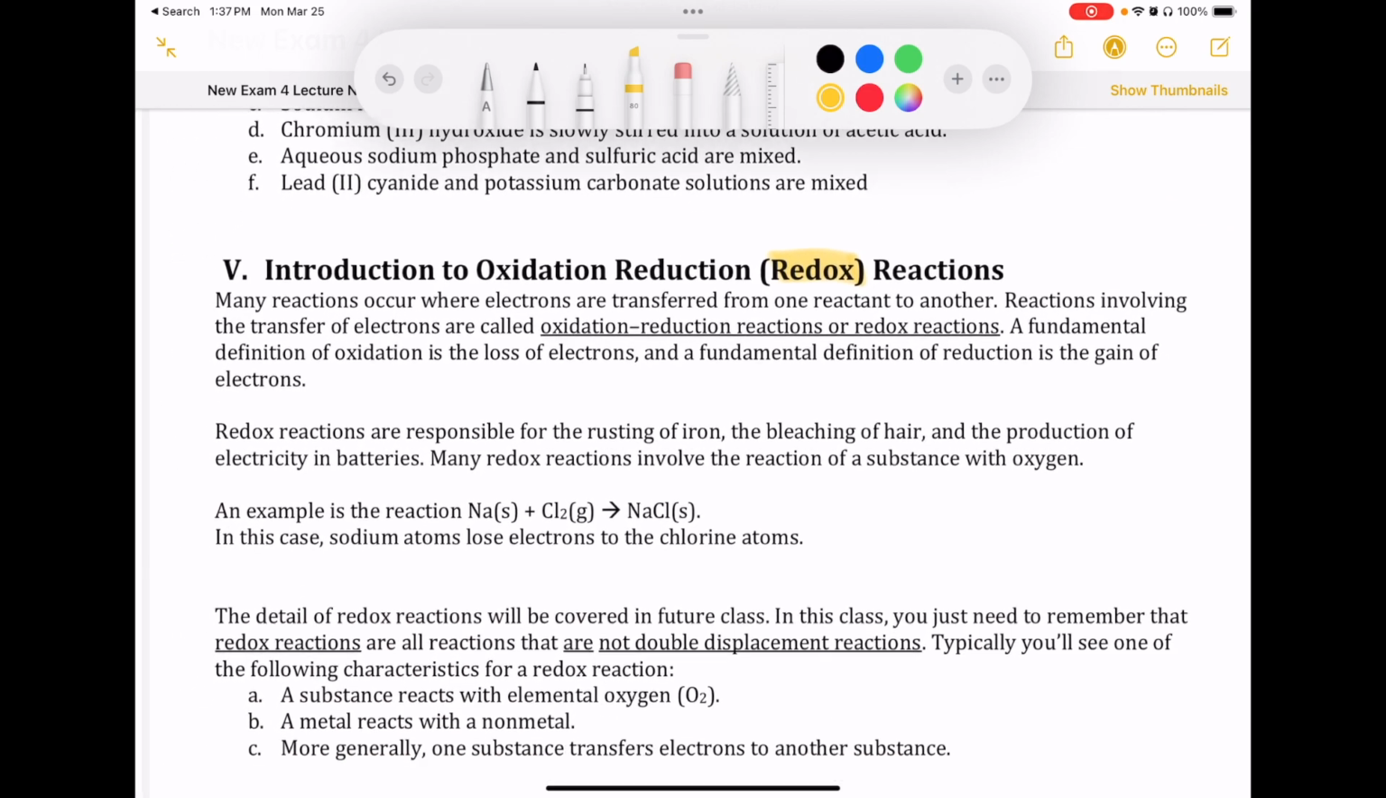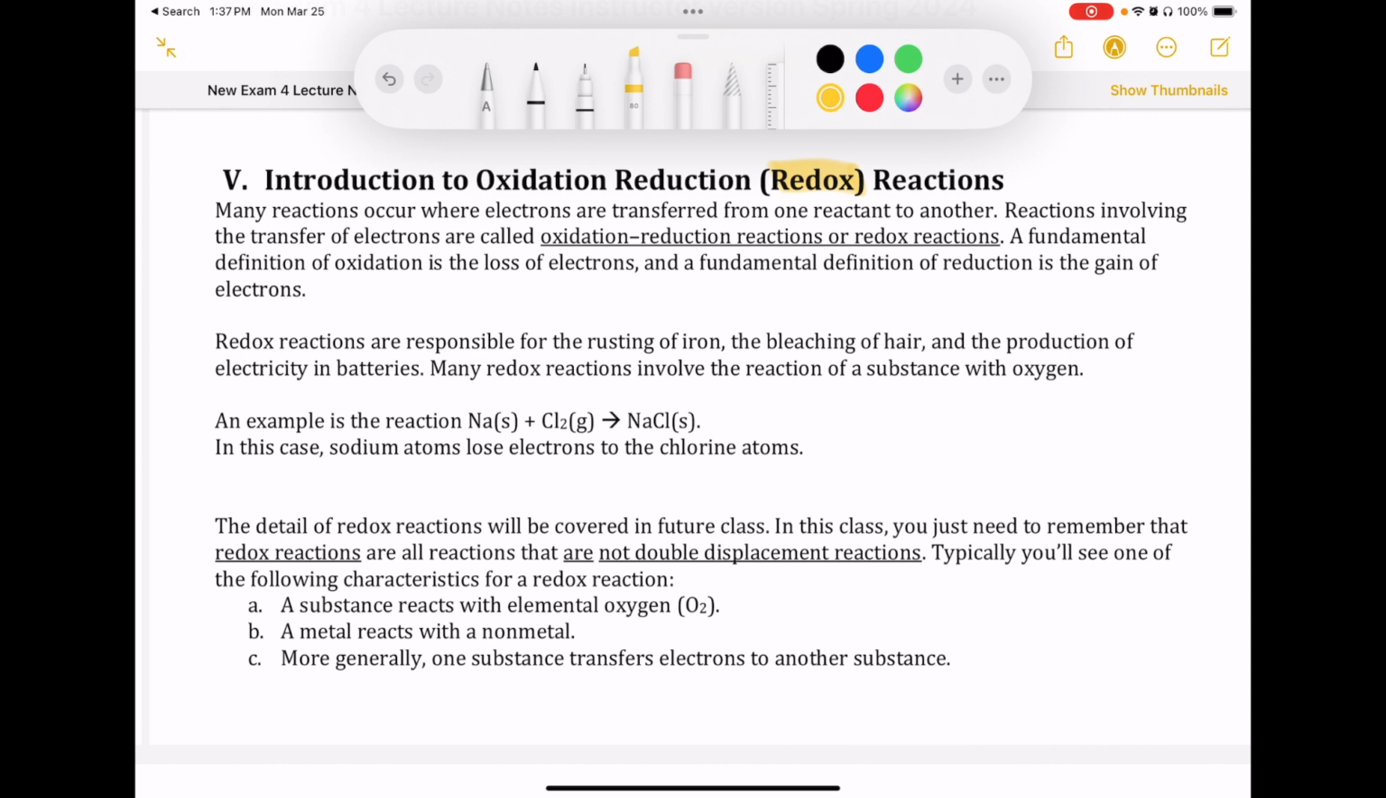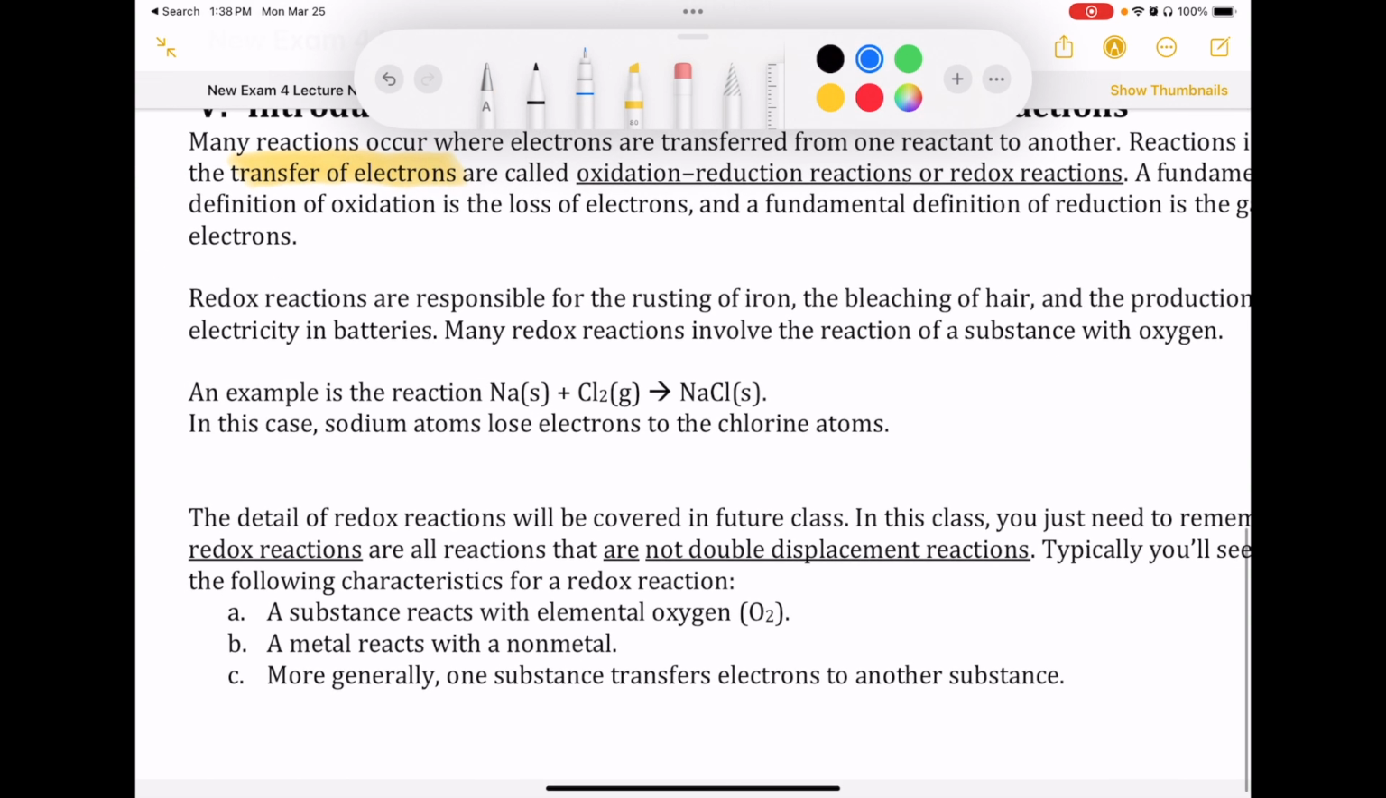Now, the key component of a redox reaction is that one of the reactants is going to transfer electrons and another reactant is going to accept those electrons. That's one way you can recognize an oxidation, reduction, or redox reaction. There's a transfer of electrons from one reactant to another. The way we can see it is given in this example between sodium and chlorine reacting to form sodium chloride.